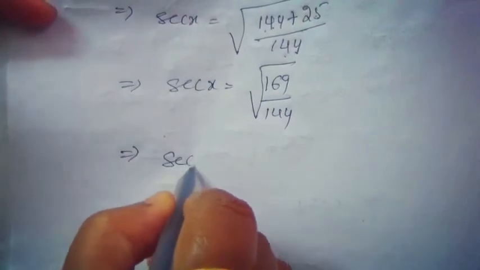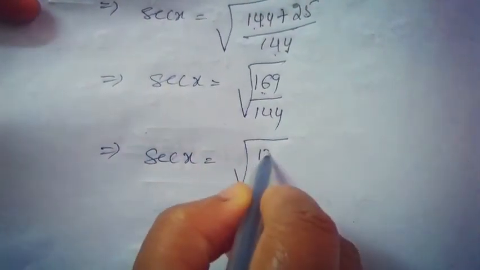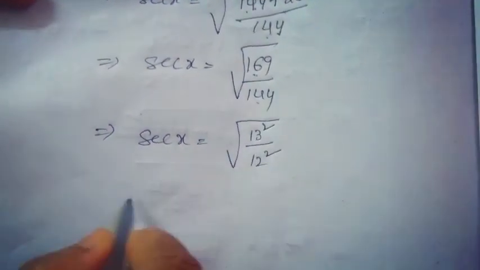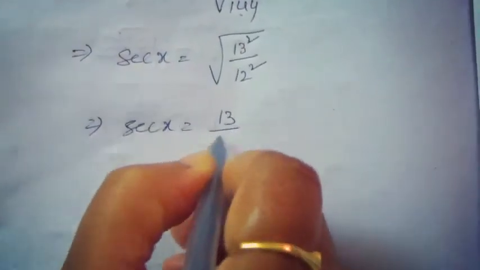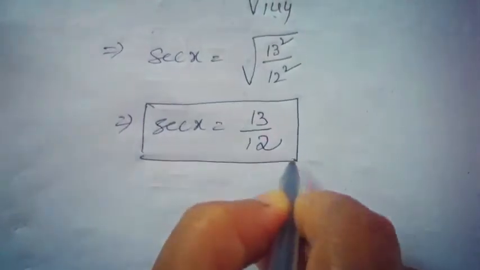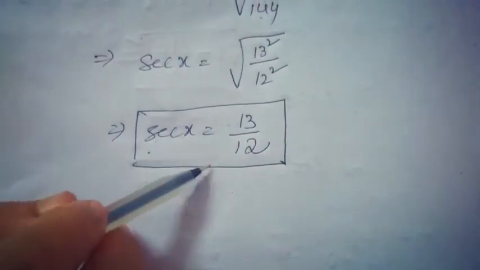And we know that secant x is equal to square root of 13 square by 12 square. On cancellation of this root and square, you will get secant x is equal to 13 by 12. Here we completed the second sum.